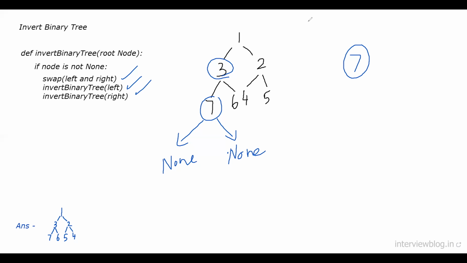So next we will be going to this 6 and we will be checking if the node is not none. And the node with the value 6 is not none. Hence we will again be swapping its left and right pointers, which are already none, and hence it doesn't affect our binary tree.